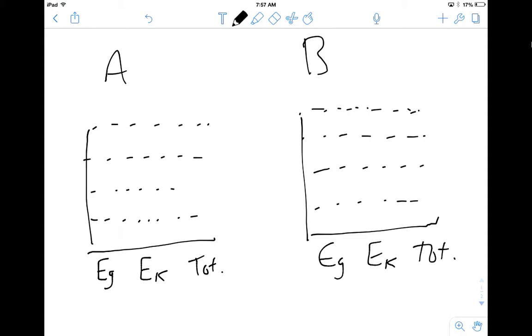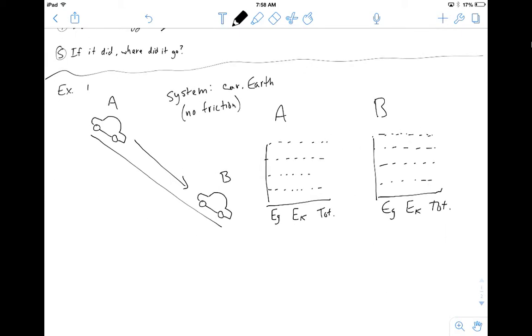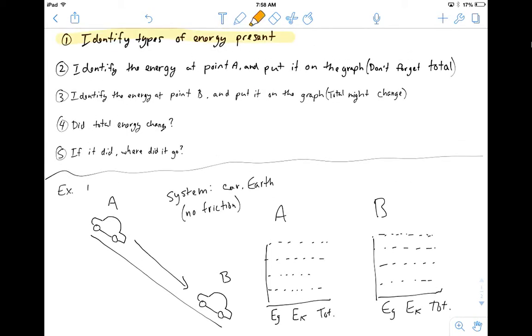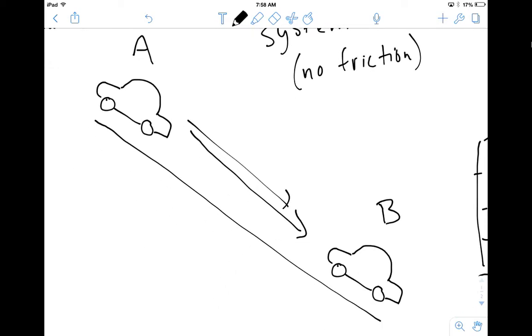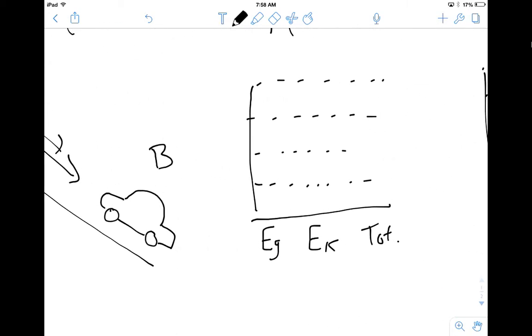For both of my graphs. Okay, so next step is to identify the energy at point A. All right, so if we look at A, it's not moving yet, but it has a height, so it has the potential to fall because it's up off the ground.